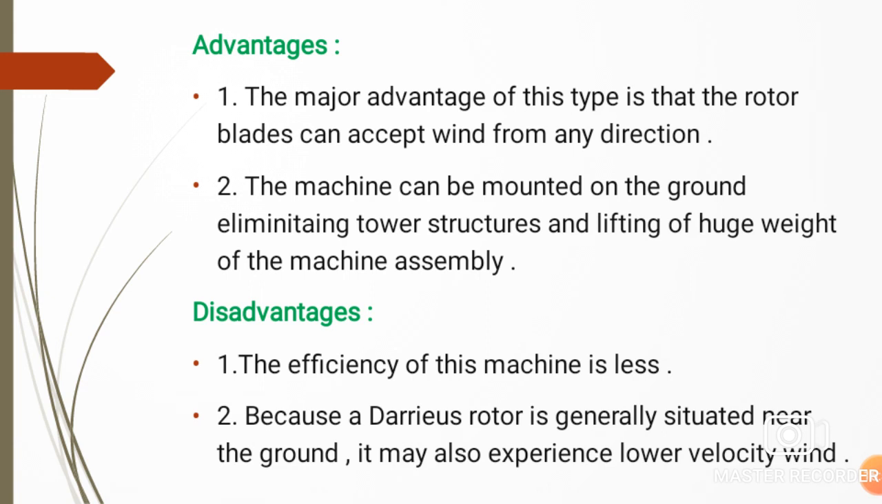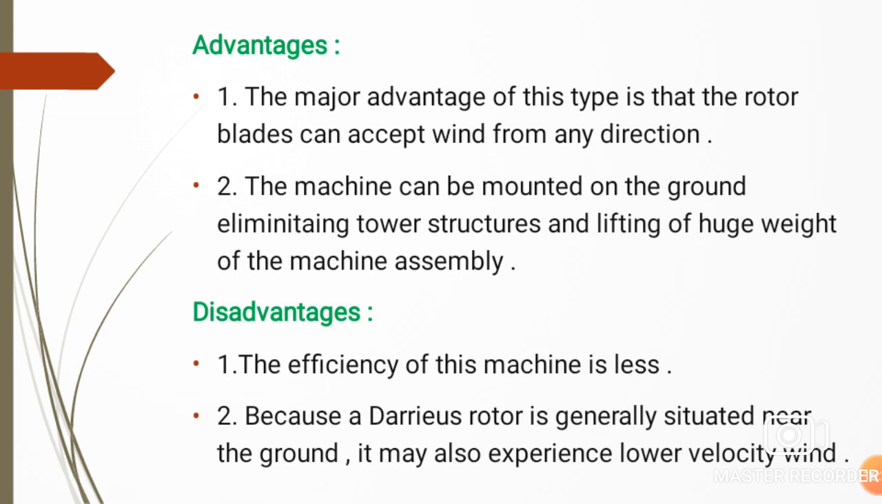but it also has some advantages and disadvantages. First we see the advantages. The first and major advantage of this type is that the rotor blade can accept wind from any direction, because it generally consists of 3 blades and these blades are able to collect wind in all directions. So this is the main advantage, and due to this advantage the efficiency of the system is also best, not better but best.